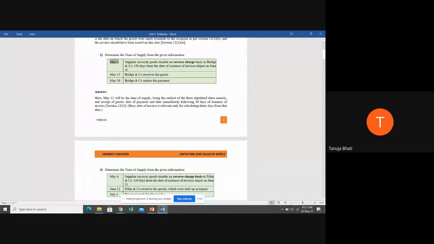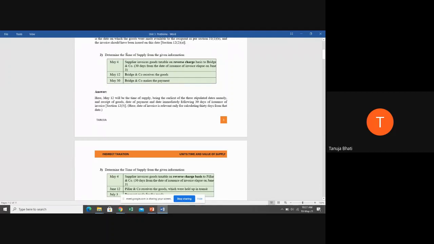On May 4, the supplier invoices the taxable goods on reverse charge basis to Bridge and Company. 30 days from the date of issue of invoice will lapse on June 3rd. On May 12, Bridge and Company receives the goods, and on May 30, Bridge and Company makes the payment. So first, what I told you all to analyze is whether it is for goods or services.